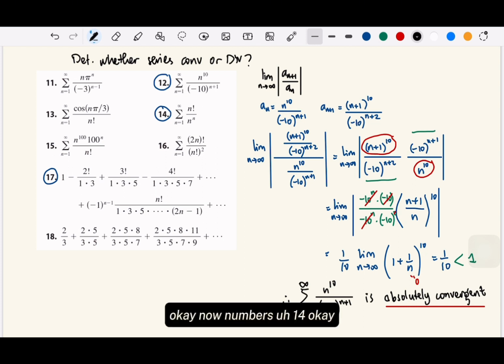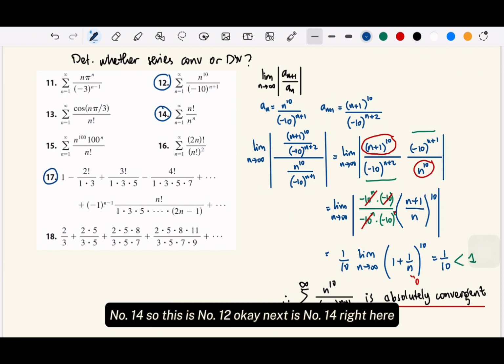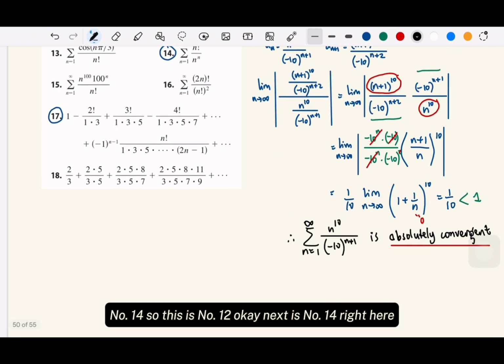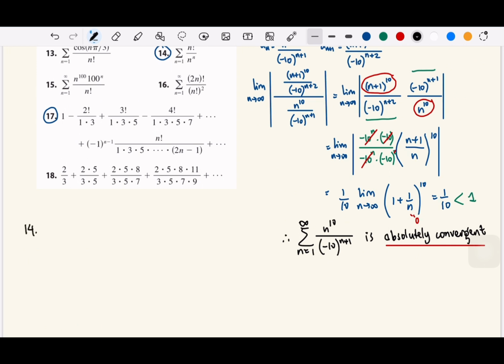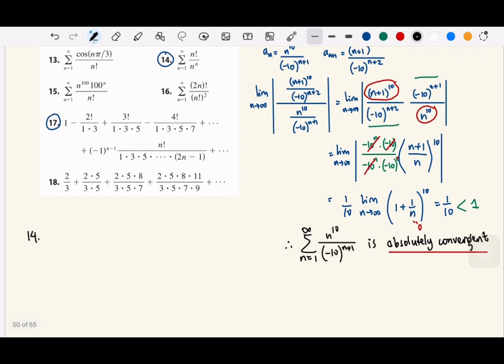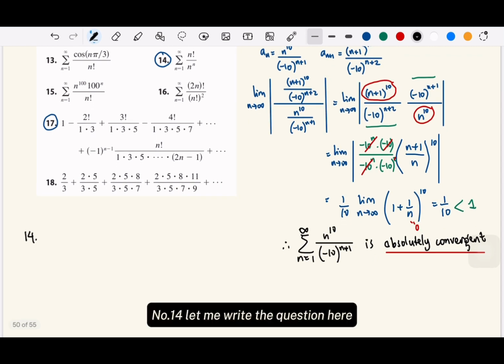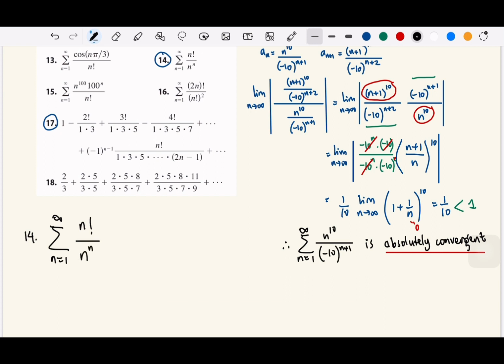Okay, now number 14. So this is number 12. Next is number 14, maybe here. Number 14, let me write the question here. So n factorial divided by n with power of n.